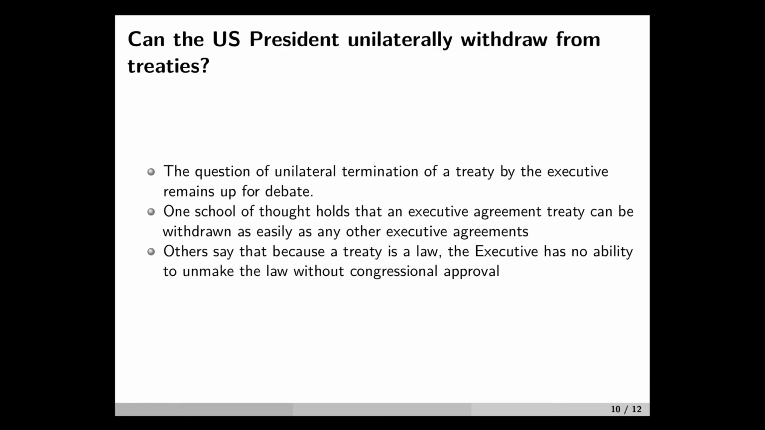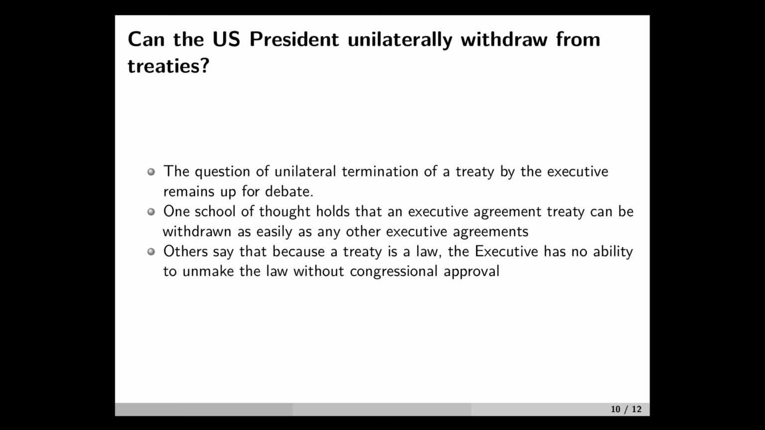There's another school of thought, however, that says because a treaty is a law, and we know it's a law because of the supremacy clause found in the United States Constitution, the supremacy clause specifically states that international agreements are the law of the United States. So if you are a constitutionalist, you believe in the separation of powers as described in the Constitution, then the executive branch would have no ability to unmake the law without congressional approval. The separation of powers doctrine says that the United States president is there to execute the law, to ensure that the laws are followed, but the president doesn't get to make law, and he doesn't get to unmake law. So if you are a strict constitutionalist, you would argue that the president does not have this power.